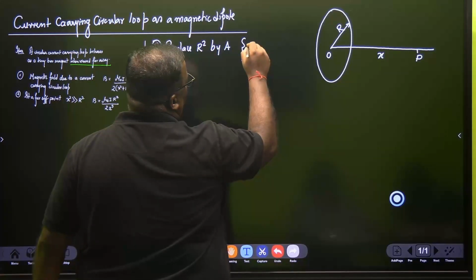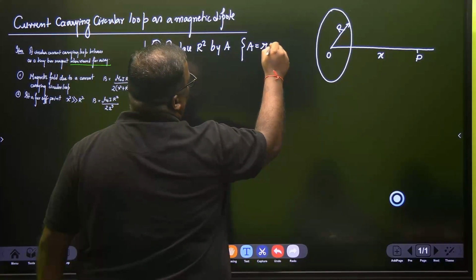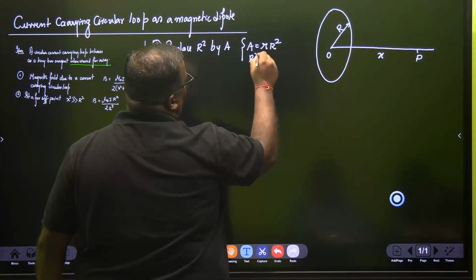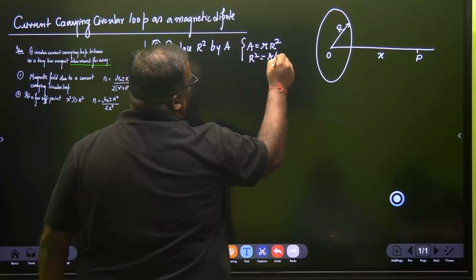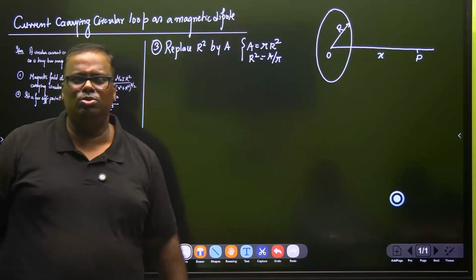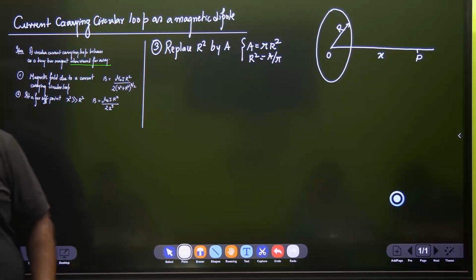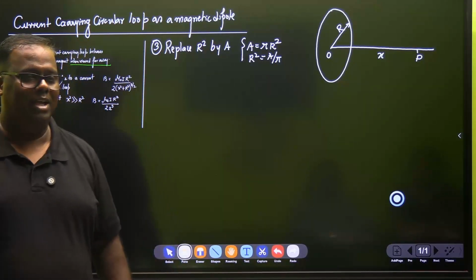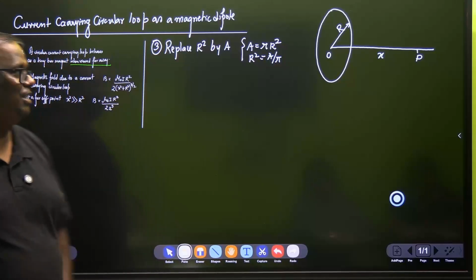So A is equal to pi r squared. Therefore, r squared will be equal to A by pi. Why has the A been brought? Why did I do this? Because the I and A will give birth to M. At the end of the day, you want to have the magnetic moment, right?